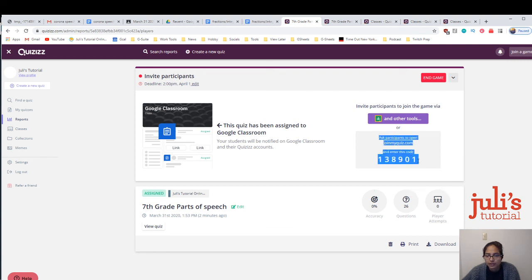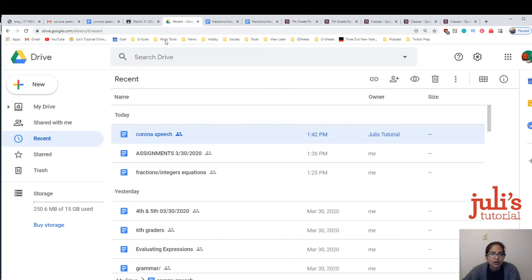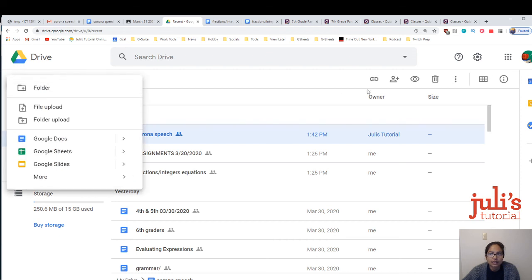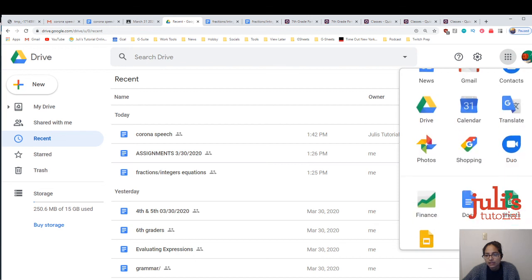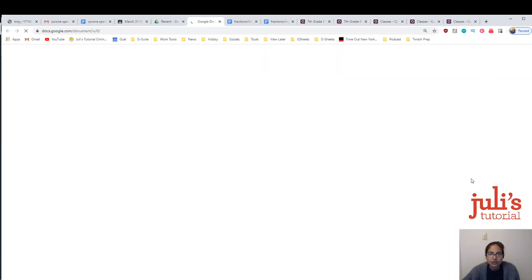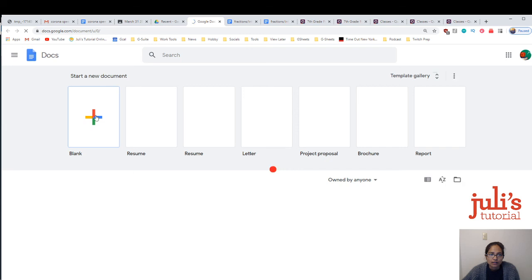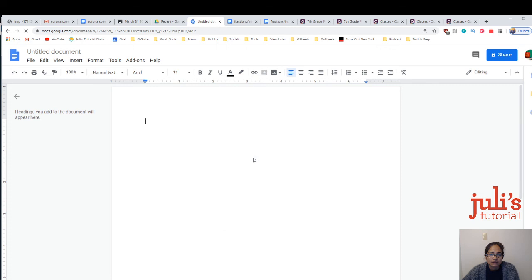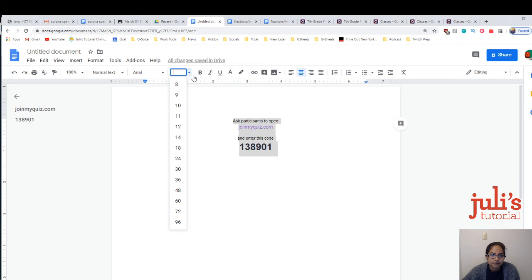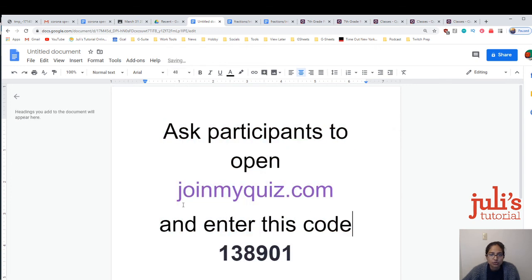So I'm going to write the directions. For homework, you guys have a quiz. The way to access the quiz is that you probably should have gotten an email to join it, but if you didn't, then just do this. You go to joinmyquiz.com, and once you go there, you enter this code: 138901. So you should write that.